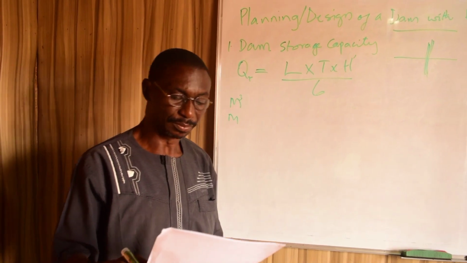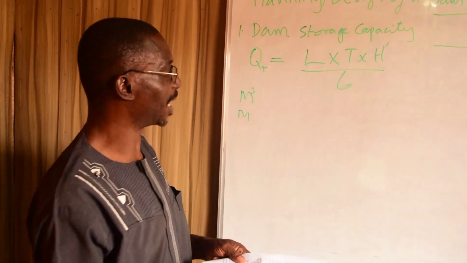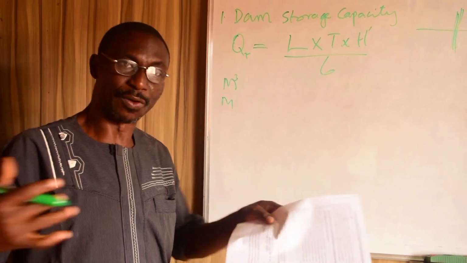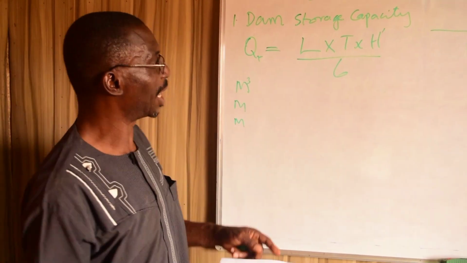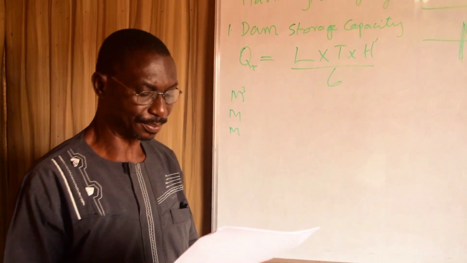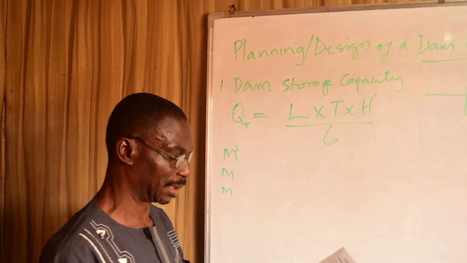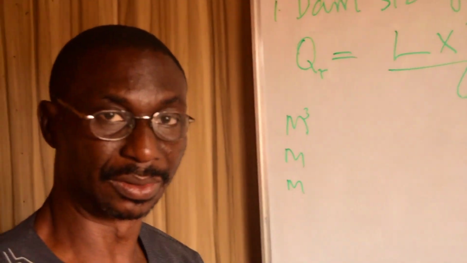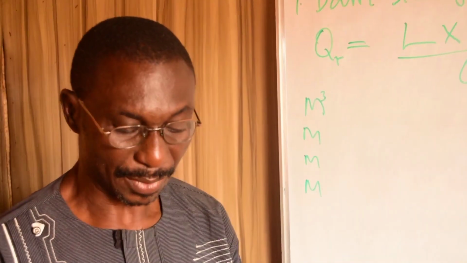While T is the throwback of the dam, that's the reservoir, and also is in meters. While H is the maximum height of the dam when the reservoir is flowing through. It's also in meters.